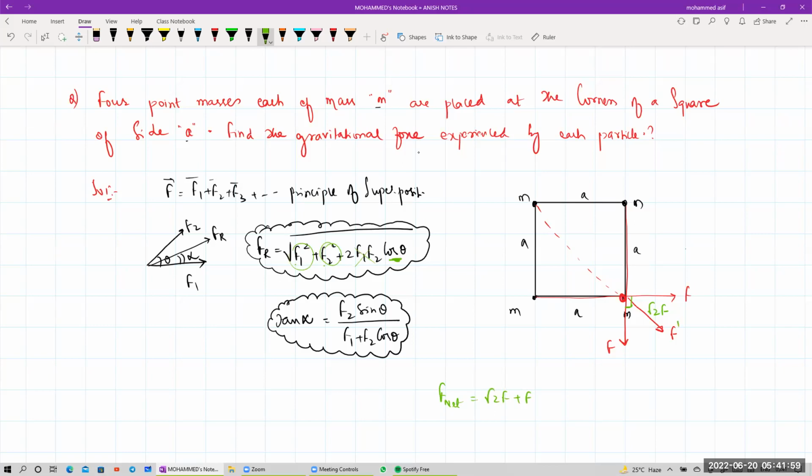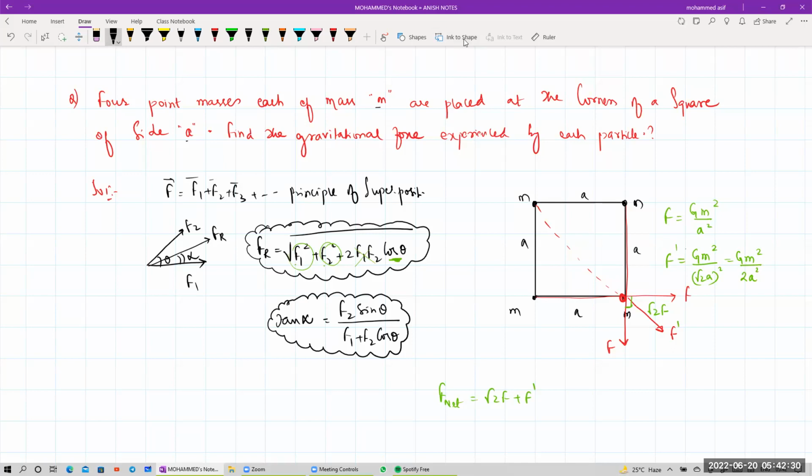This you take as F dash, otherwise you'll get clarity. This is your F dash. Now tell me what is F first. F is equal to capital G, M into M, M square divided by A square. F dash will be equal to how much? That is capital G into M square divided by, the distance between this one is the diagonal, so it will be root 2 into A whole square. That means this will become G into M square divided by 2 into A square. Okay?